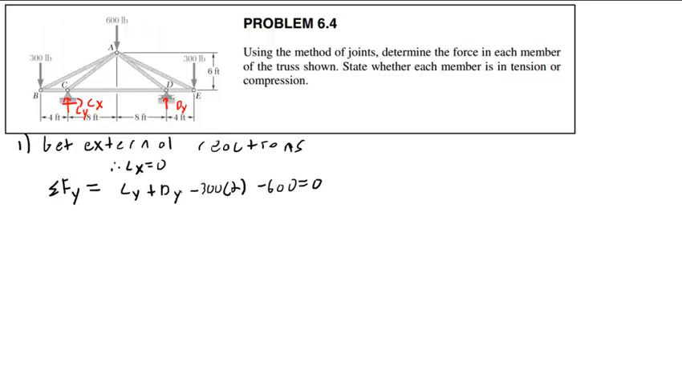However, Cy is equal to Dy. They are one and the same. Cy has to be equal to Dy. This is a symmetric system. Therefore, I now have 2Cy. I could say that 2Cy is essentially equal to negative 600, negative 1200, so 1200. From this, I can get that Cy equals Dy equals 600 pounds. We now have all of our reactions, just like that.